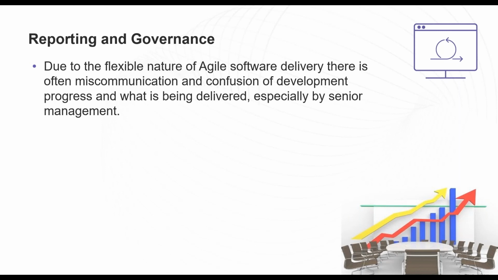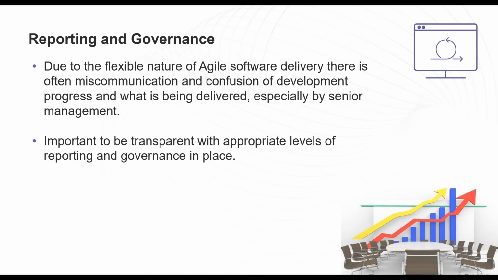It's therefore important that you still need to be transparent, with appropriate levels of reporting and governance in place, and linking back to what I said at the start, make sure you bring your stakeholders into the way in which you're going to be working. You agree up front the type of reporting that you're going to send out and the regularity, whether it's sent out on a sprint by sprint basis, a day by day basis, a week by week basis.